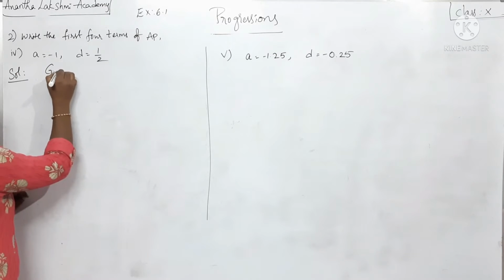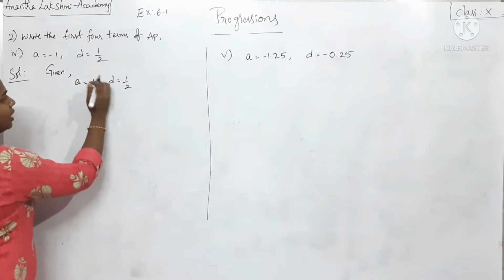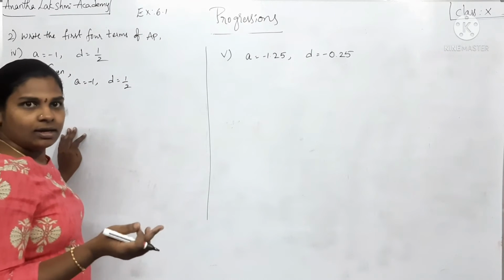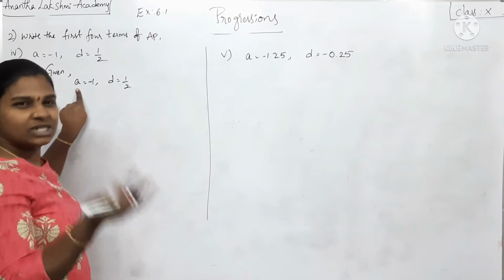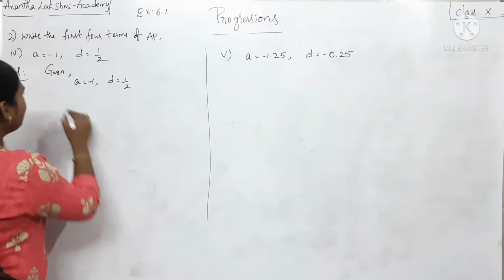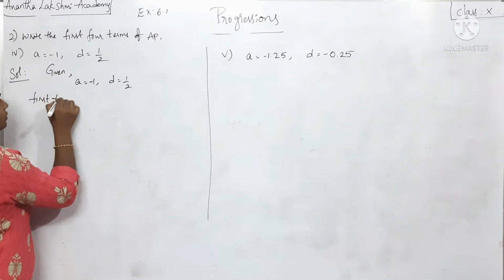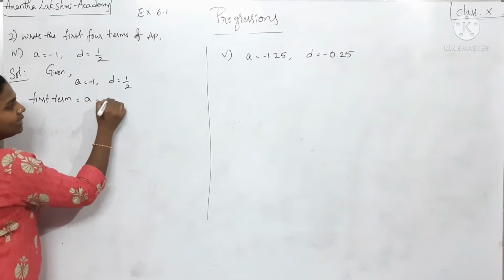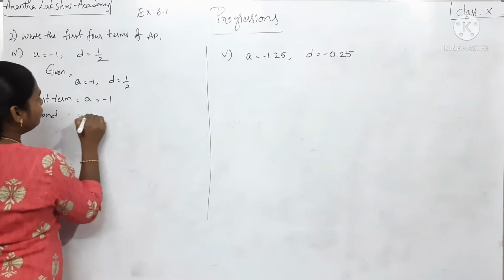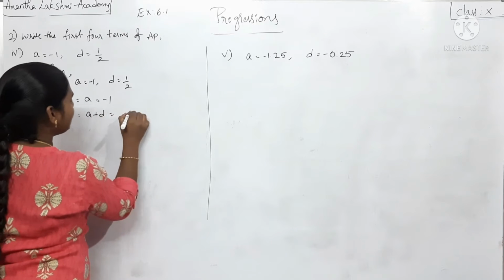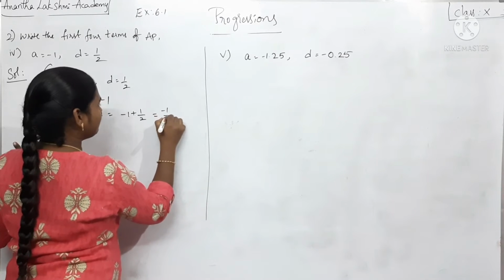What is given for us? Given a is equal to minus 1 and d is equal to 1 by 2. What are we supposed to figure out? First 4 terms. Already 1 term is given for us. We just have to figure out the next 3 terms. Okay. a is equal to minus 1. First term is equal to a is equal to minus 1. Second term is equal to a plus d is equal to minus 1 plus 1 by 2. That is nothing but minus 2 plus 1 is minus 1 by 2.